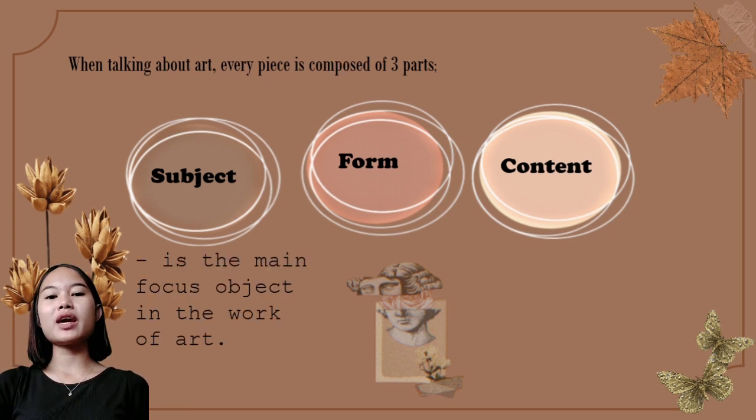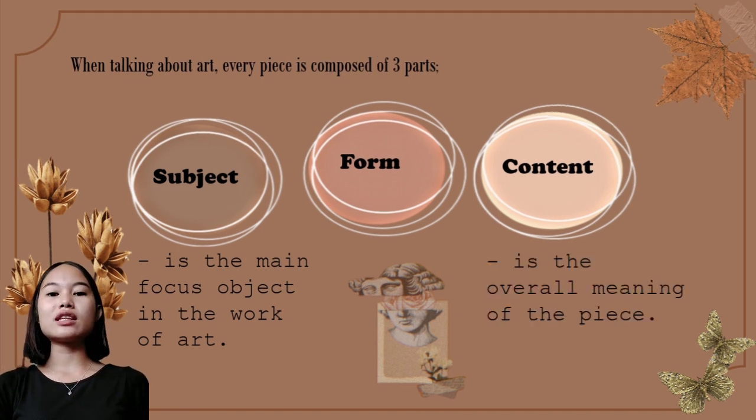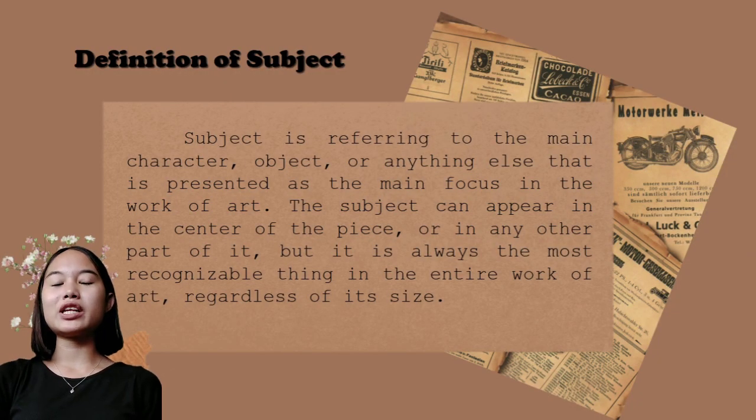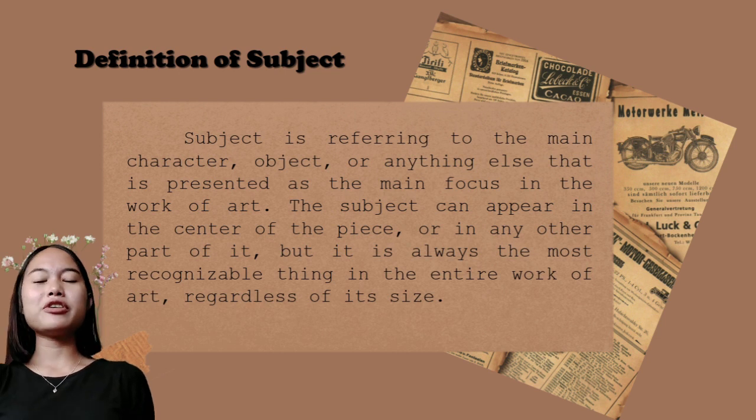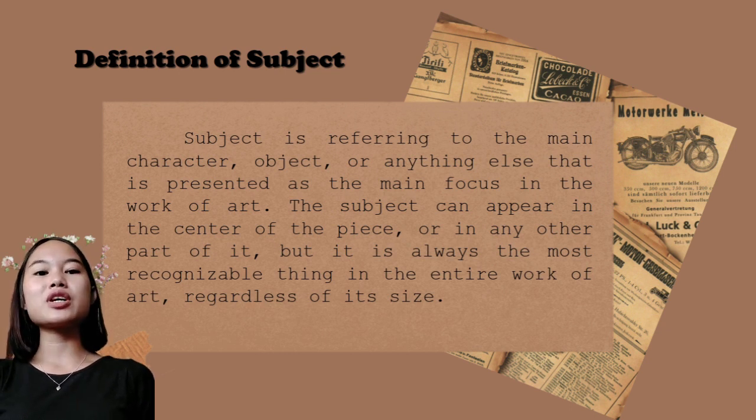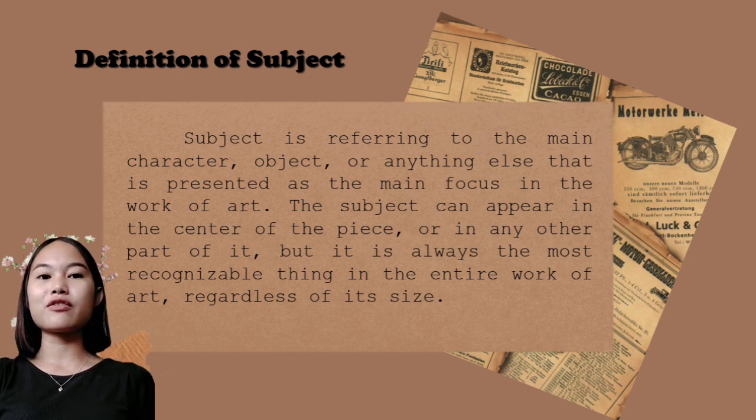When talking about art, every piece is composed of 3 parts: the subject, form, and the content. The subject is the main focus object in the work of art, whereas the content is the overall meaning of the piece. So now, let's go deeper into the meaning of both these terms in art. In art, the definition of the subject is referring to the main character, object, or anything else that is represented as the main focus in the work of art. The subject can appear in the center of the piece or any other part of it, but is always the most recognizable thing in the entire work of art, regardless of its size.